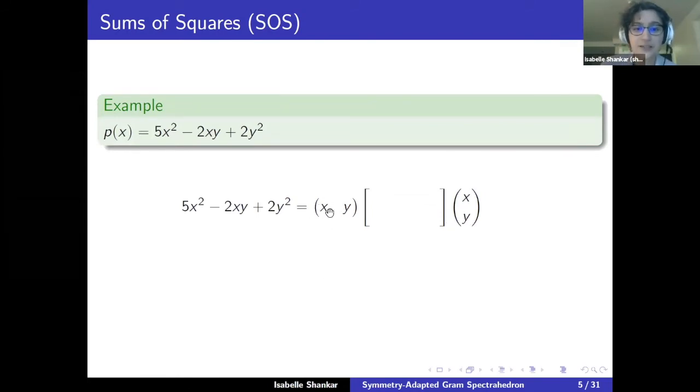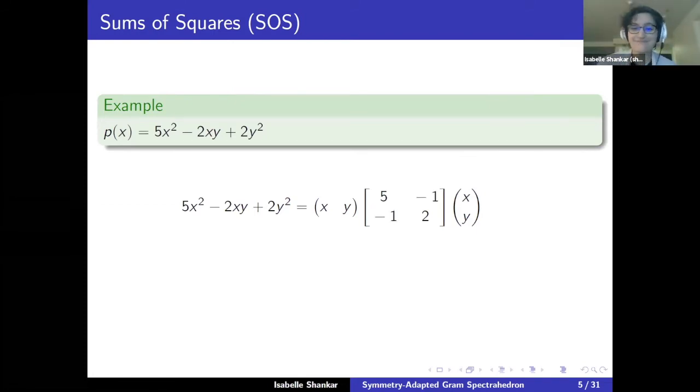Here are my degree 1 monomials, because we started with a degree 2 polynomial. And so we're going to have this 2 by 2 matrix, and we're going to search over all positive semi-definite matrices such that this equation holds when we expand it out. The top left corner of the matrix corresponds to the x² term, so that's going to have to be 5. The bottom right will have to be 2, since it corresponds to the y² term. And if we want the matrix to be positive semi-definite, we need it to be symmetric. So the last 2 entries are going to be the same number, and they have to sum to the xy term. So we're going to put negative 1s there.